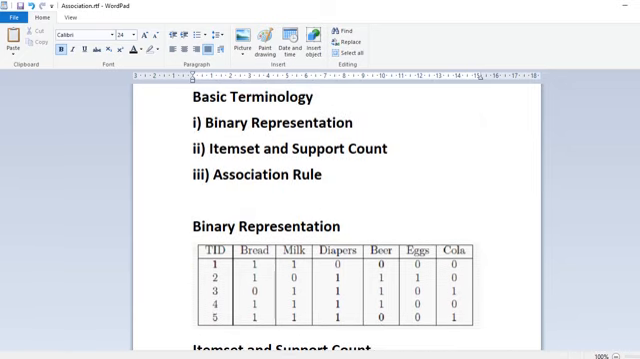Market basket data can be represented in a binary format as shown in this table, where each row corresponds to a transaction and each column corresponds to an item. So an item can be treated as a binary variable whose value is 1 if the item is present in a transaction and 0 otherwise. So if an item is present, then we can consider it as 1. If that item is not present in the transaction, then we will consider it as 0. Here the presence of an item matters a lot.